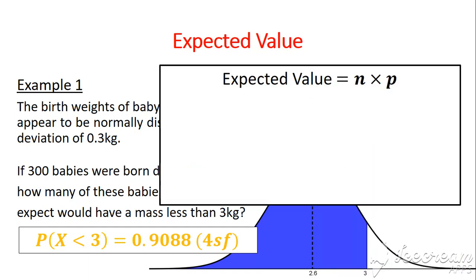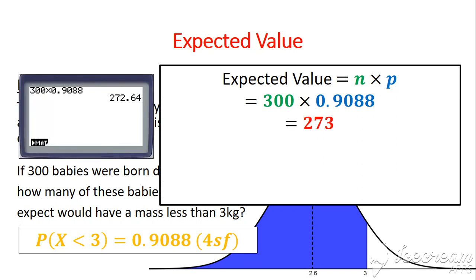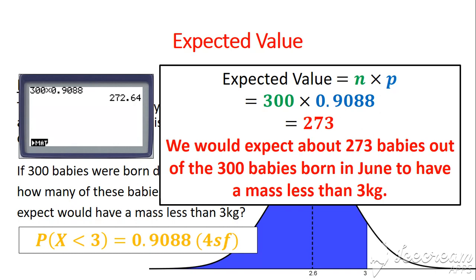Now, to solve the problem about how many babies, let's go to expected value equals n times p. There were 300 babies born in June, so times that by the probability of having a mass less than 3, and we're going to get about 273 babies. So we would expect about 273 babies to be born in June with a mass less than 3 kilograms.